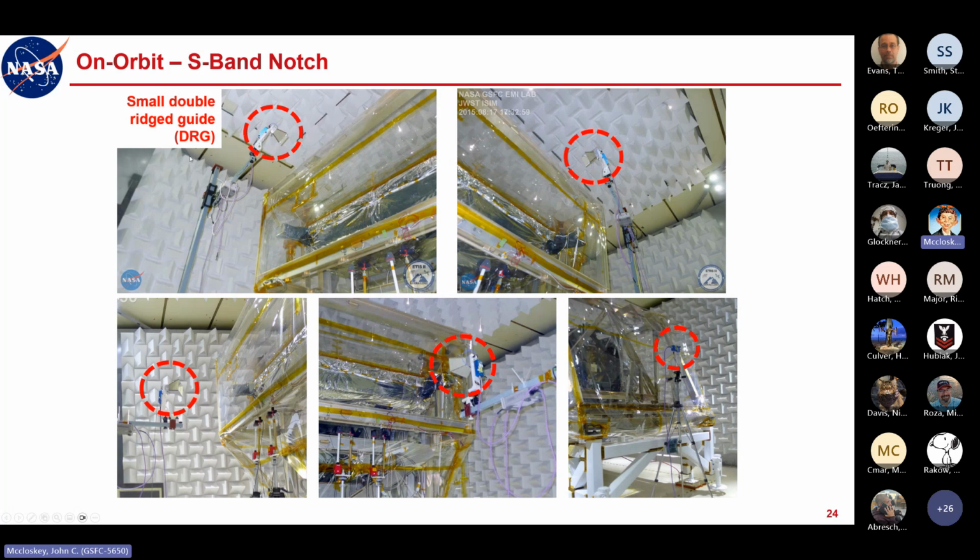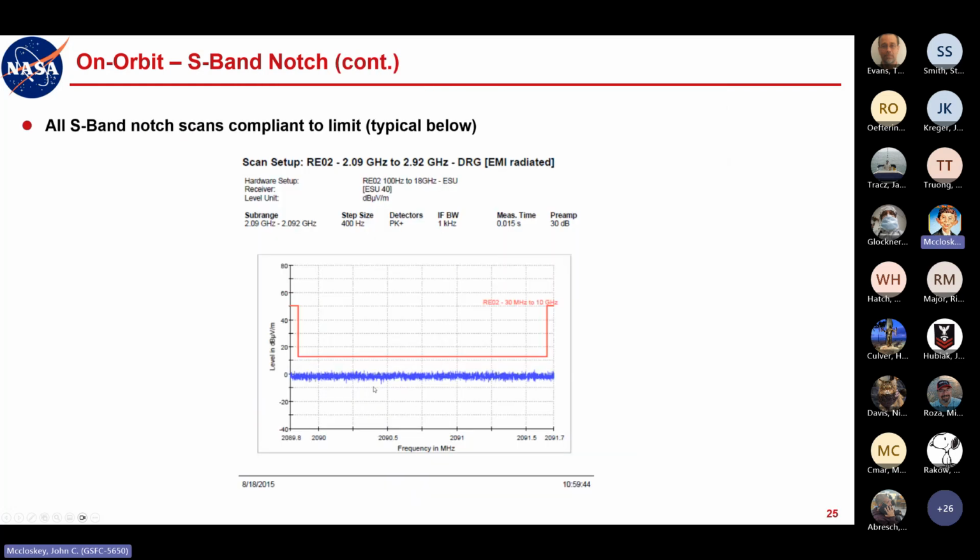We used a small double ridge guide horn. You can see it in these different locations. All the scans were pretty similar. We didn't see anything sticking up above the noise floor or the general background. Well in compliance, a good 10 dB below the limit. So all good. Everything compliant with the S-band notch.